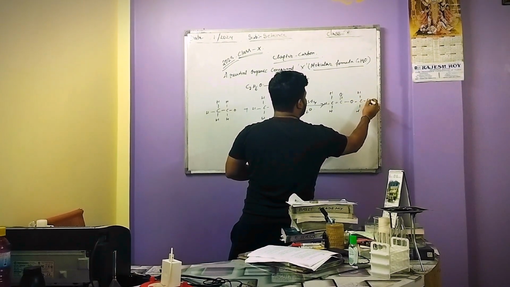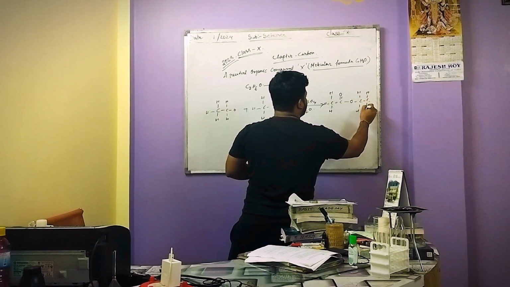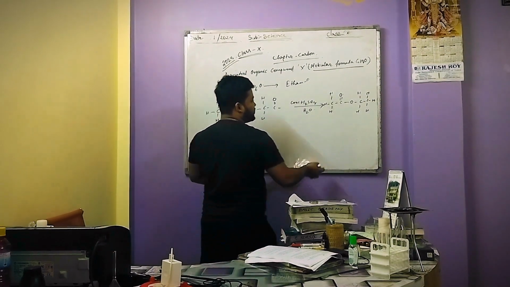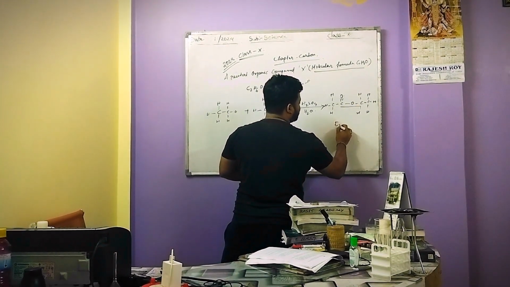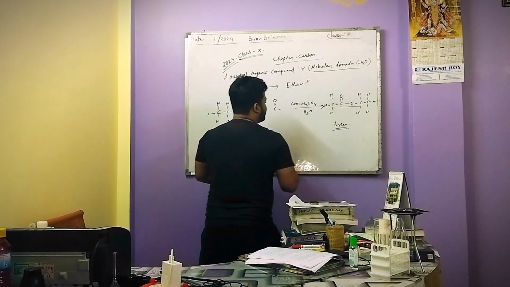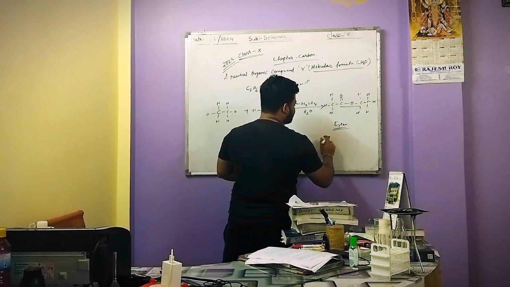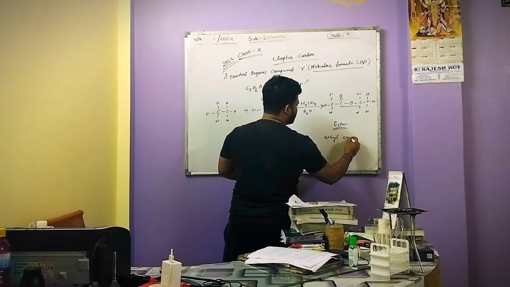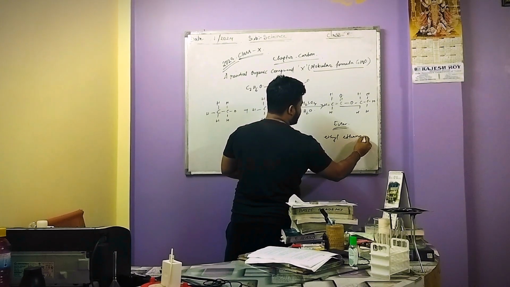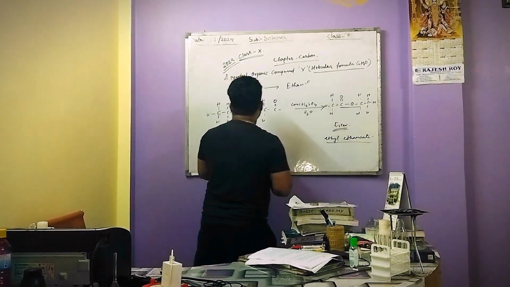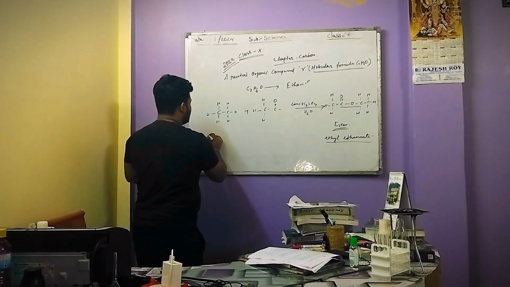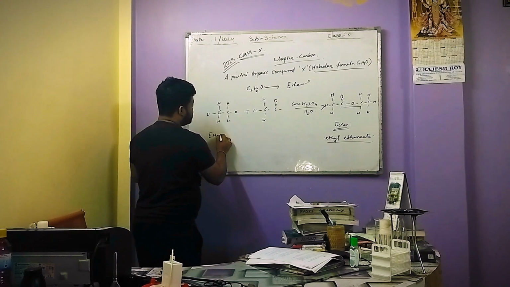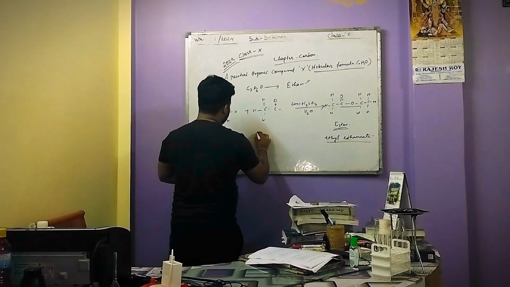CH and H CH3, this is nothing but ester. Okay, what is the name? Ethyl ethyl... No, wait. This is ester. This is ethanol. This is ethanoic acid.